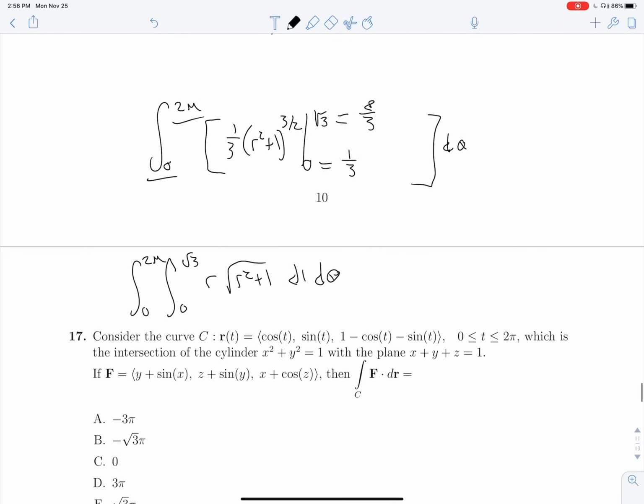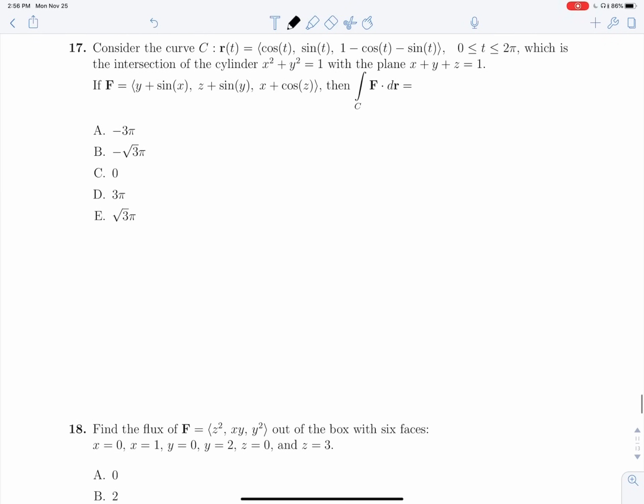I hate this question. Moving on. Let's consider this curve from 0 less than or equal to t less than or equal to 2 pi. And it's the intersection of this cylinder with this plane. They're being very nice to us in giving us this parametrization.